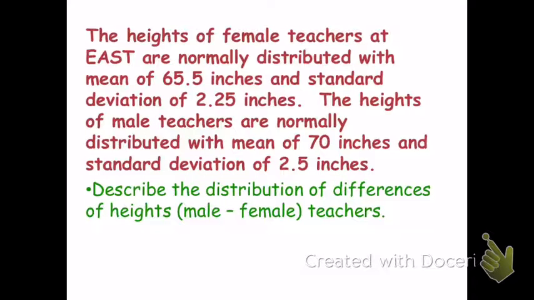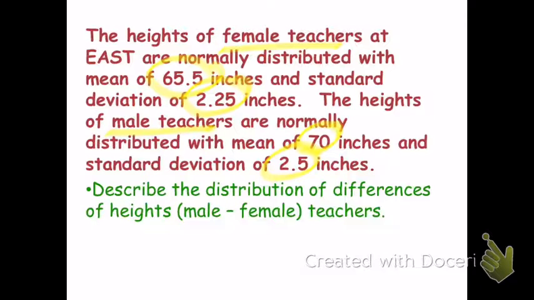Okay, here's an example where it gives us two means and two standard deviations. So it's comparing males and females, the heights of male teachers and the heights of female teachers. I'm going to circle all the data that I have. And it wants us to describe the distribution of differences.